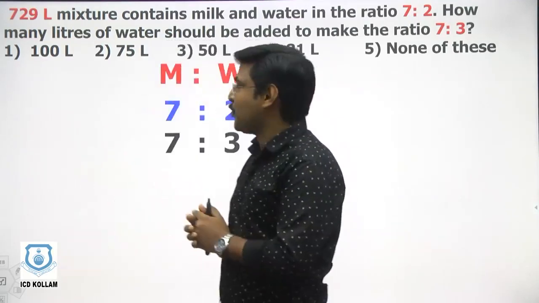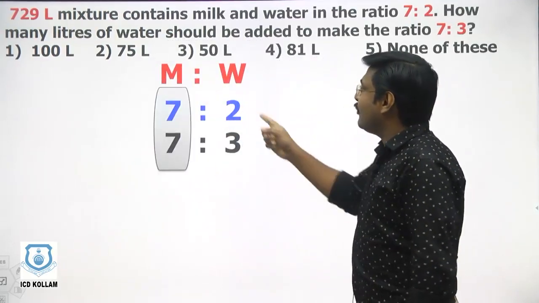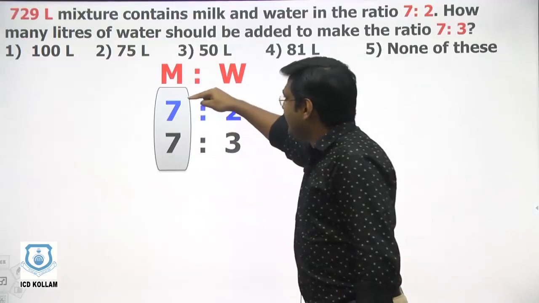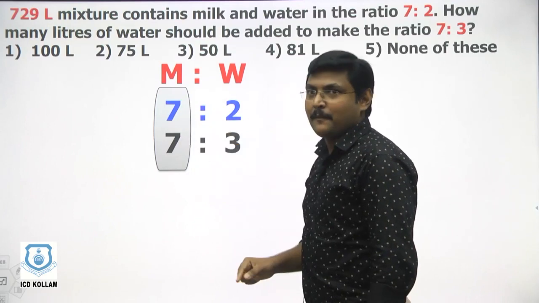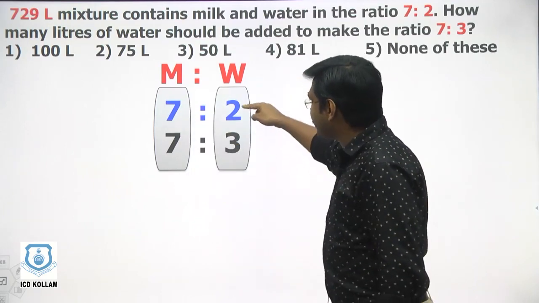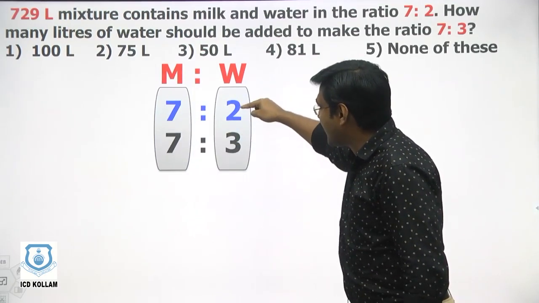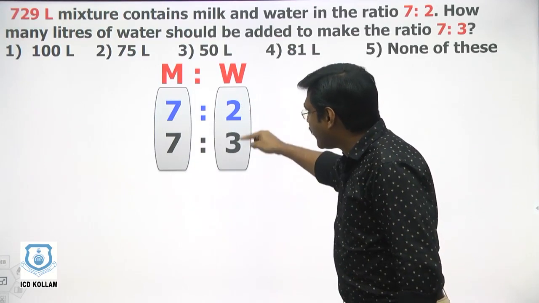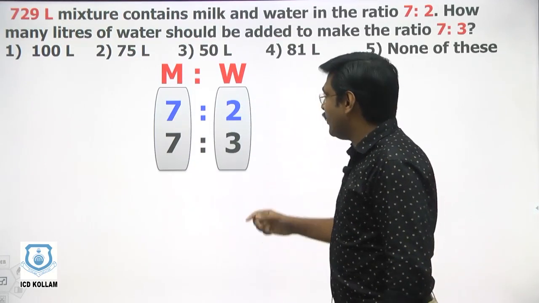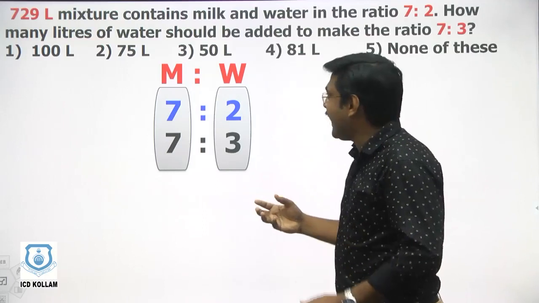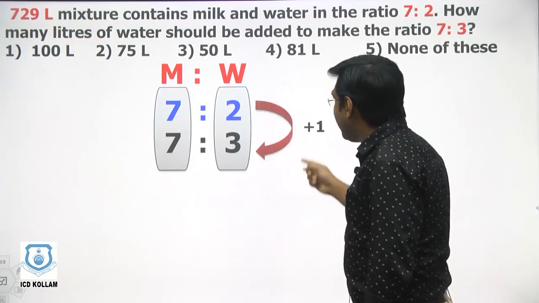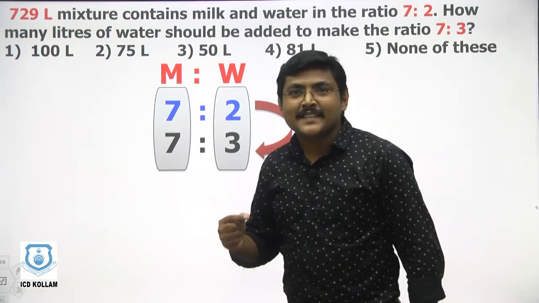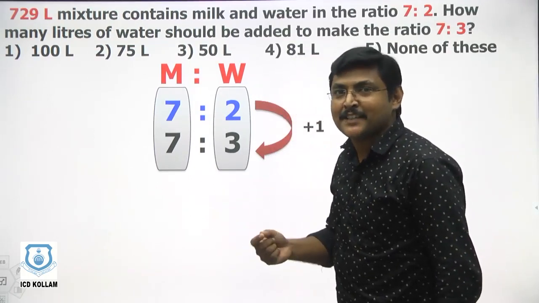So consider this ratio. As you can see here for milk, in the initial condition and the final condition, the ratio of milk is not changing. When we consider water, yes, from the initial condition to the final condition, the water quantity is changing, right? So we can apply that technique to find the answer. That means when comparing this water from 2 to 3, the increase in value is +1. So listen to the technique that I am applying to find the answer for this question.